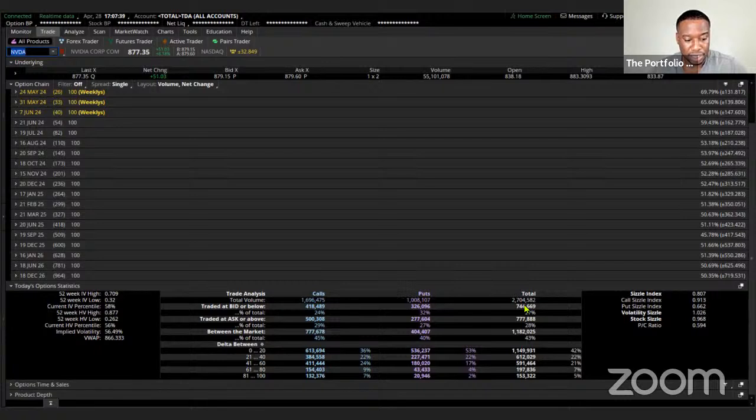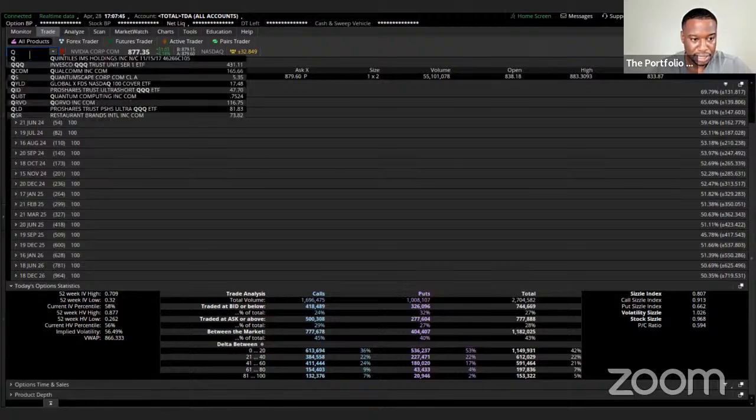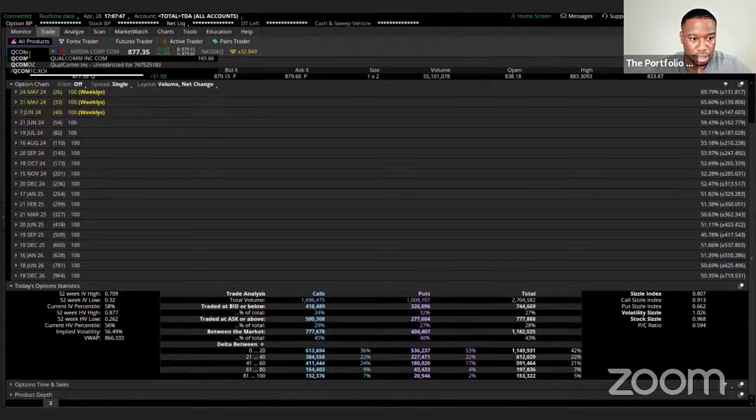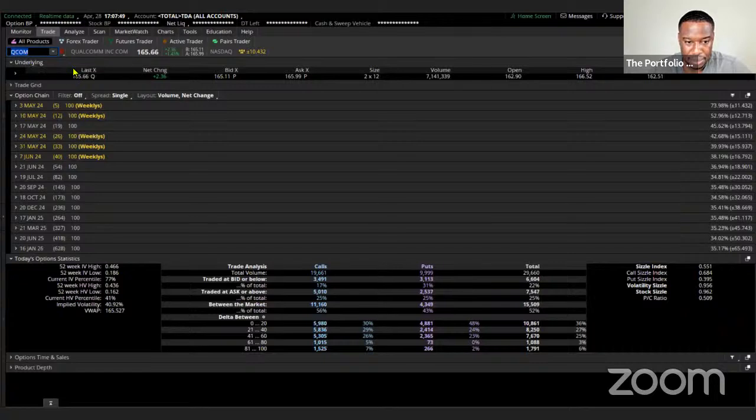All right, so now I'm going to show you another example. Let's take a look at QCOM. We're going to stay in the same sector. So if you look, QCOM has 29,660 in options volume. Same sector, right? I'm just going to show this so you can see exactly what I'm talking about here.